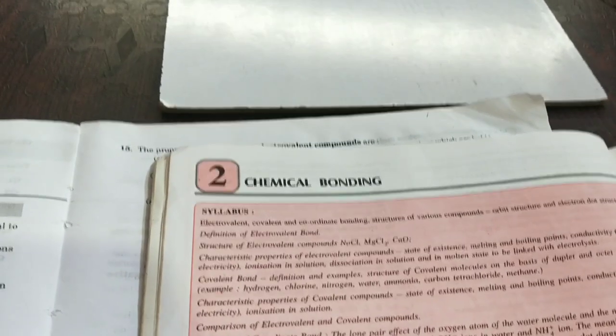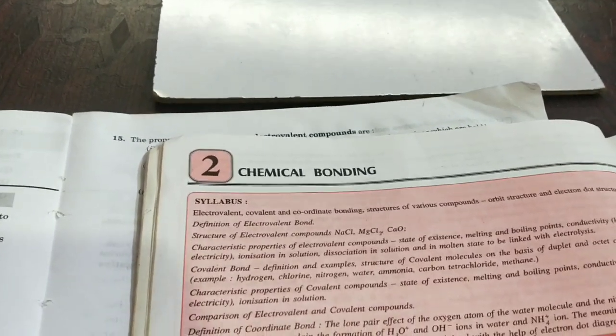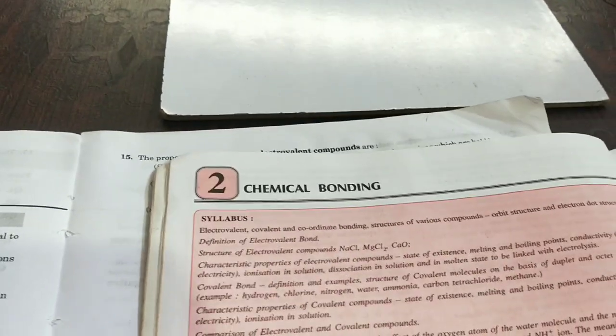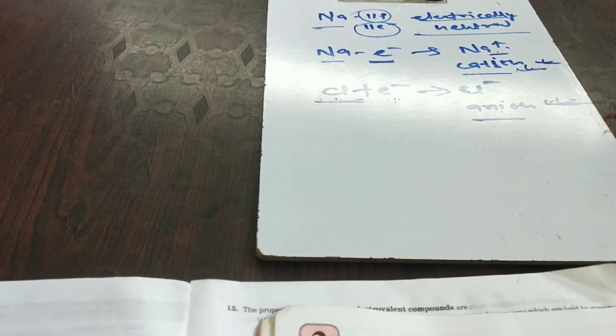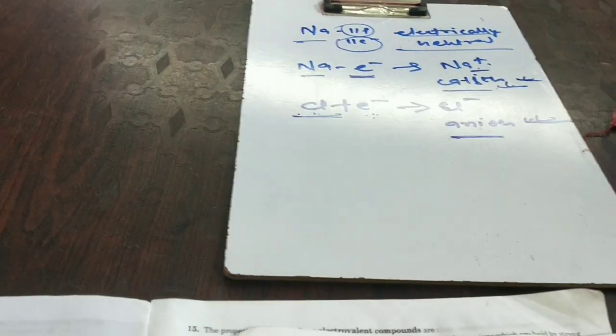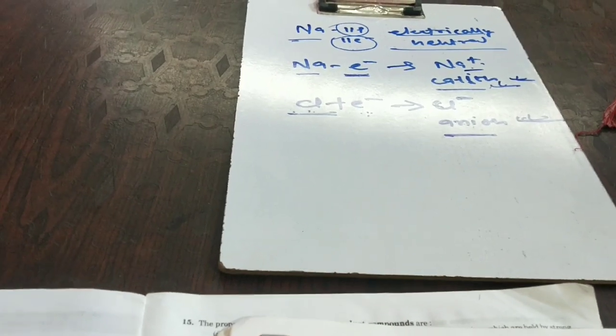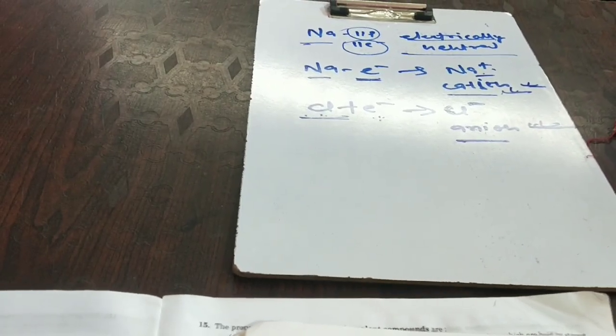It's my new video for a new chapter, that is chemical bonding. In this chapter, I am going to teach you about electrovalent bond, covalent bond, coordinate bond, structure of various compounds, orbit structure and electron dot structure, and so on.